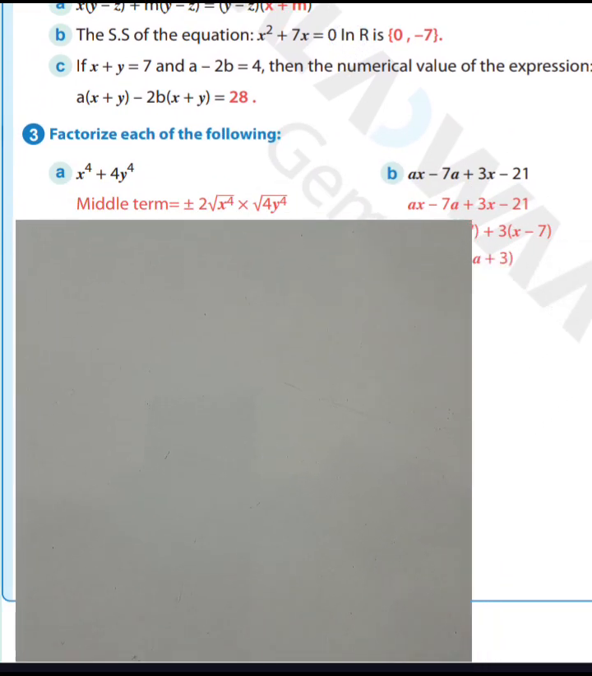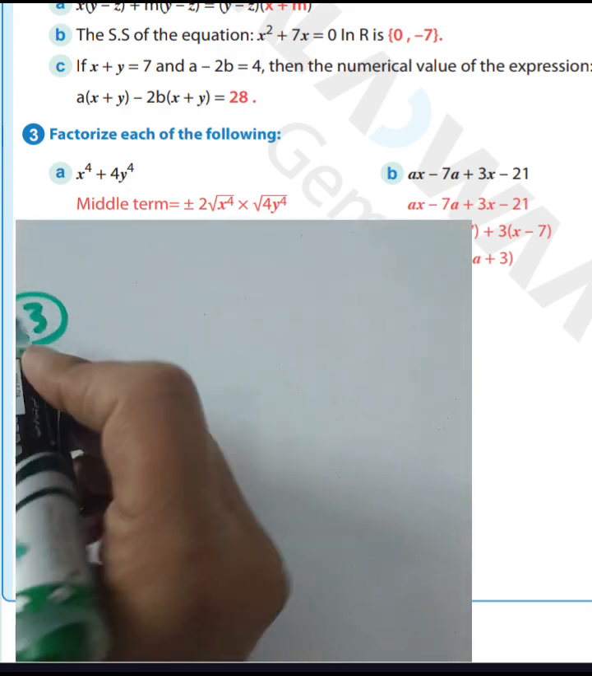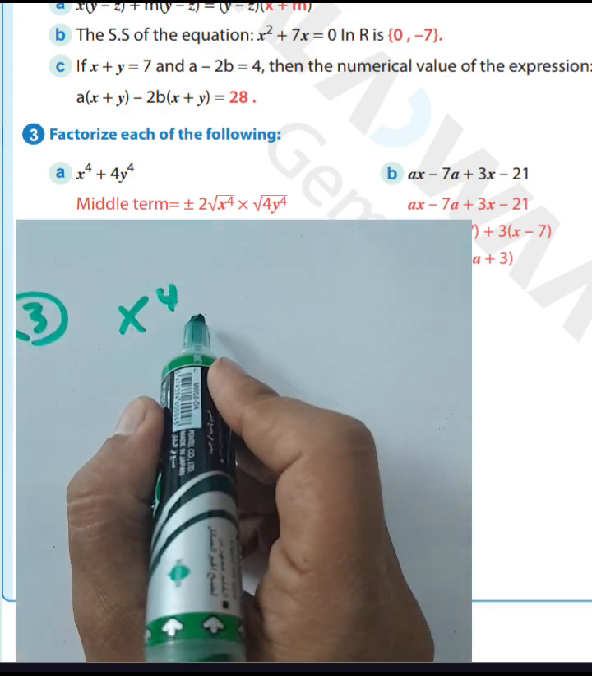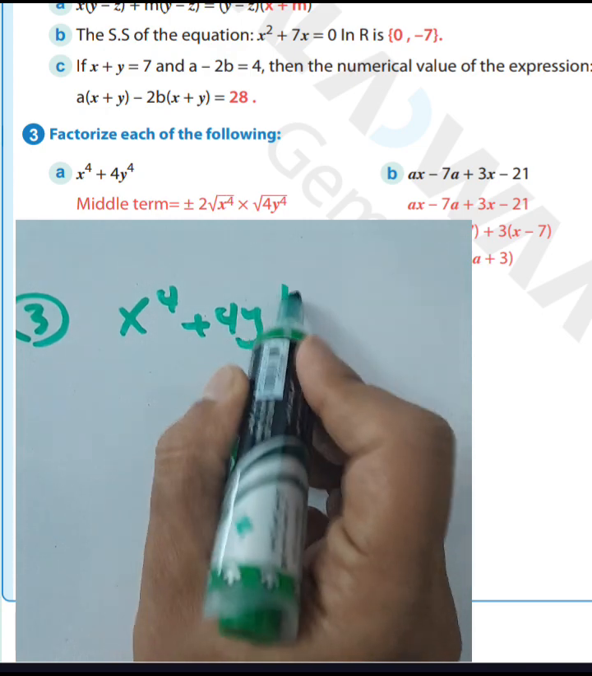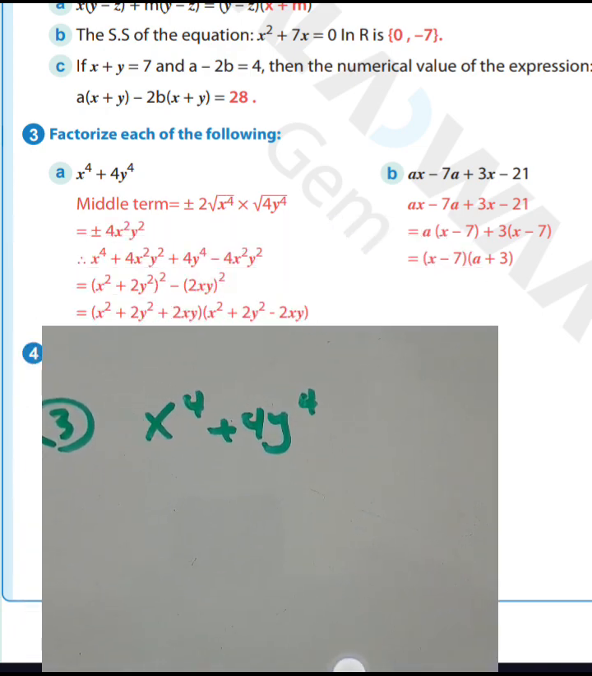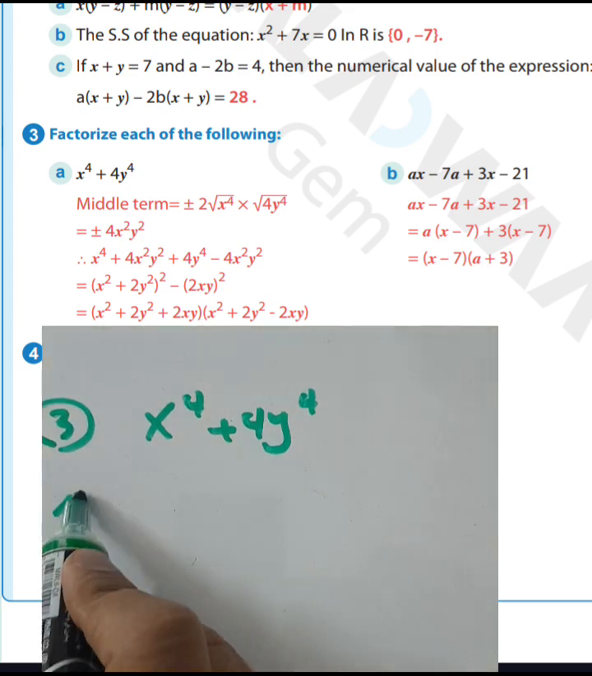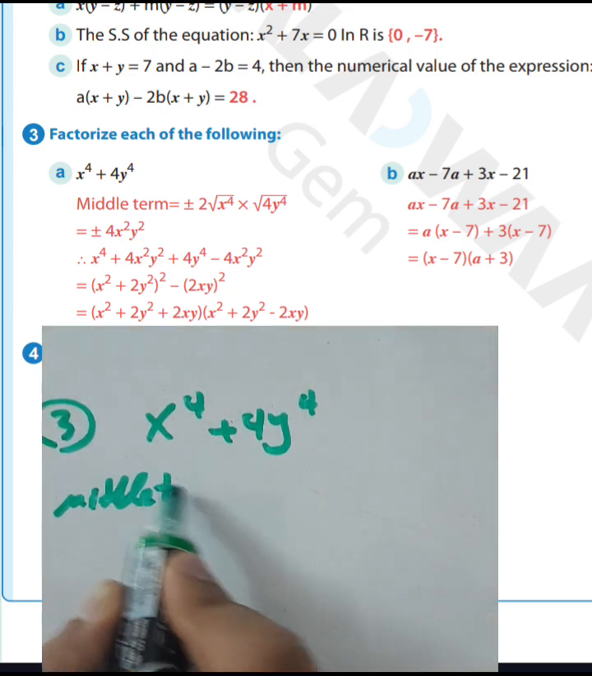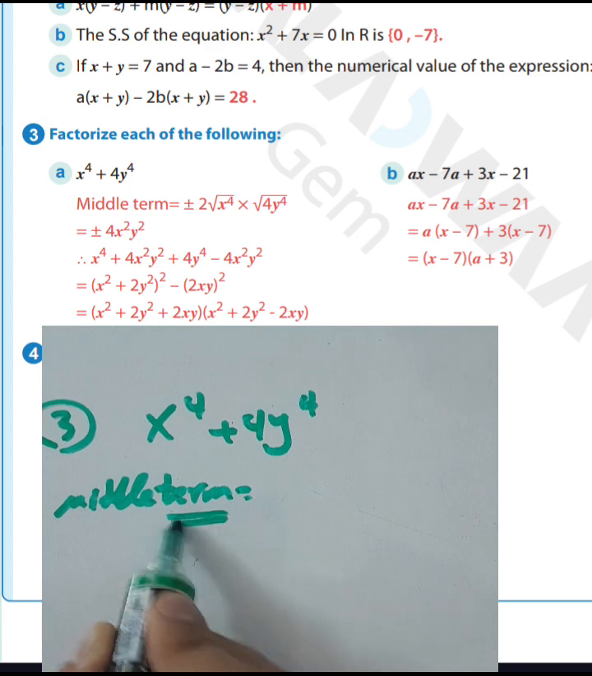Question number 3, factorizing this example: x power 4 plus 4y power 4. We can solve this example by finding the middle term. First, we can write the middle term. How can you find the middle term?